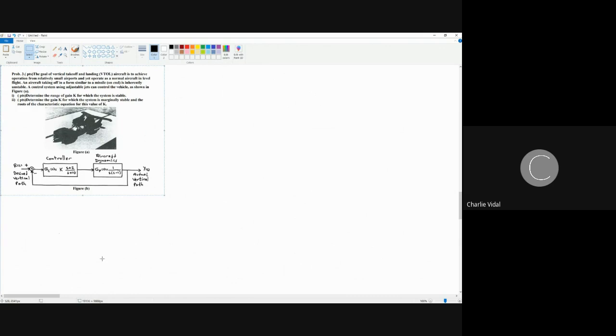Problem 3. The goal of vertical takeoff and landing VTOL aircraft is to achieve operation from relatively small airports and yet operate as a normal aircraft in level flight. An aircraft taking off in a form similar to a missile on end is inherently unstable. Control system using adjustable jets can control the vehicle, as shown in Figure A. Determine the range of gain K for which the system is stable. Determine the gain K for which the system is marginally stable, and the roots of the characteristic equation for this value of K.